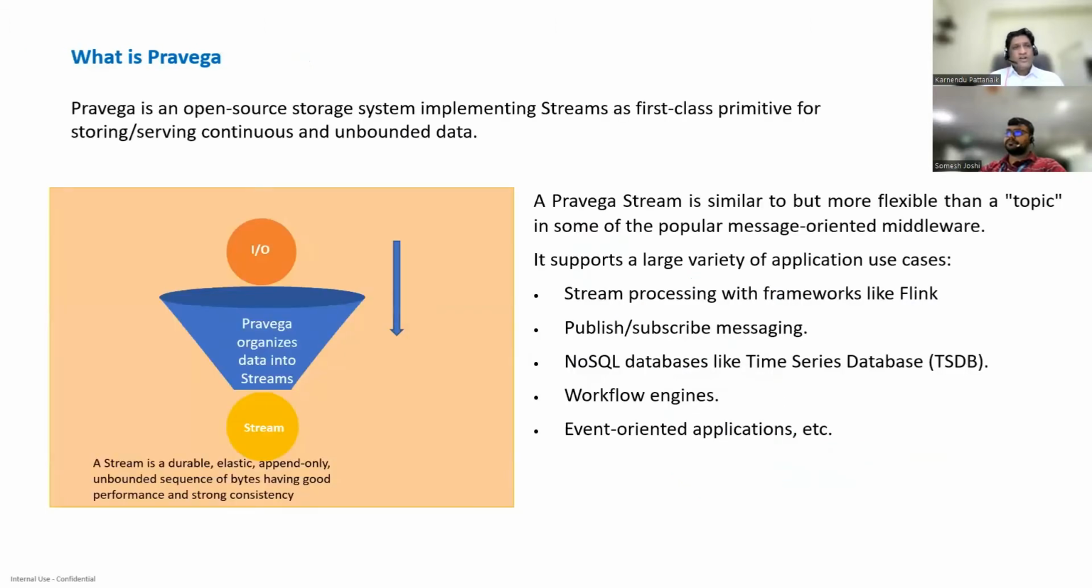Now, to understand what Pravega is and how it works. Pravega is basically a workflow engine. That means at the backend it can work as an engine, and on that, different kinds of streaming platforms can be developed or created. It organizes the data into streams, where a stream is a durable, elastic, append-only, unbounded sequence of bytes, which gives strong consistency with good performance. It has support for different frameworks like Flink. It also supports pub-sub messaging, and it supports time series databases like NoSQL.